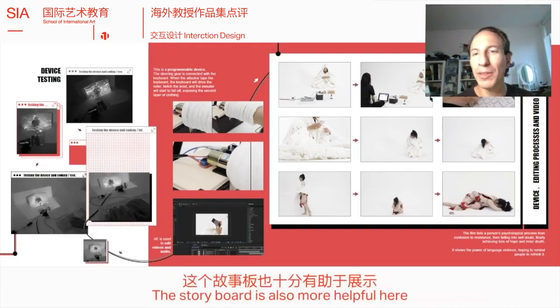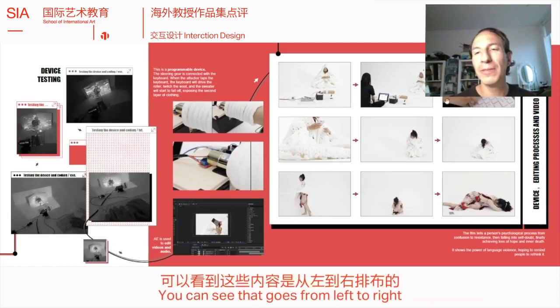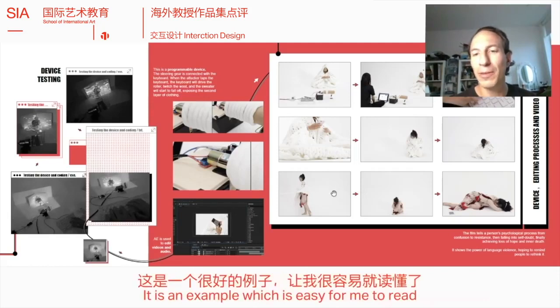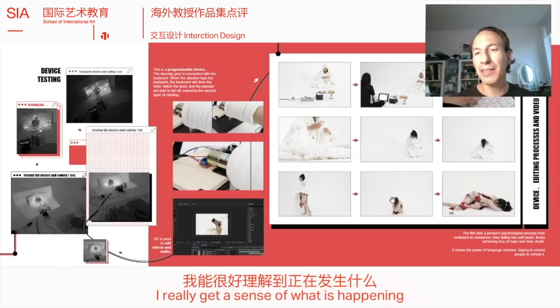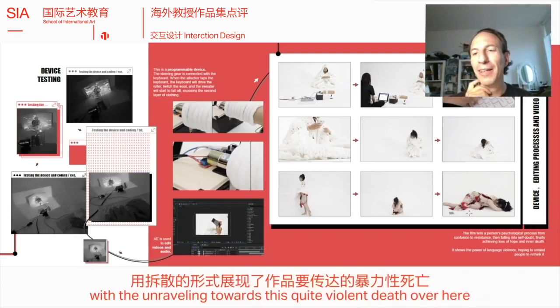The storyboard is also more helpful here. You can see that it goes from left to right in this example, which is easier for me to read. And I really get a sense of what's happening with the unraveling towards this quite violent end over here.